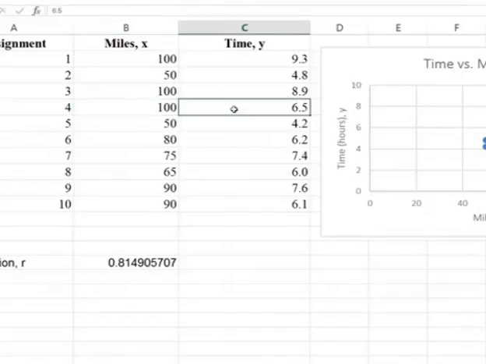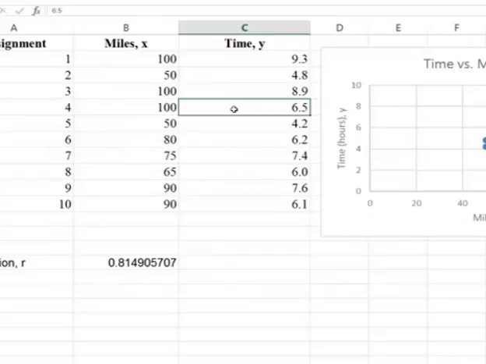Another one drove for 100 miles and took 6.5 hours. So just because three assignments involve the same number of miles, it doesn't mean that you get the same amount of time for each assignment. Why is that? Why shouldn't you take the same time if it's the same distance? Right, various factors. So not just the number of miles, but maybe traffic. Oh yeah, that's traffic. That's a very important factor.